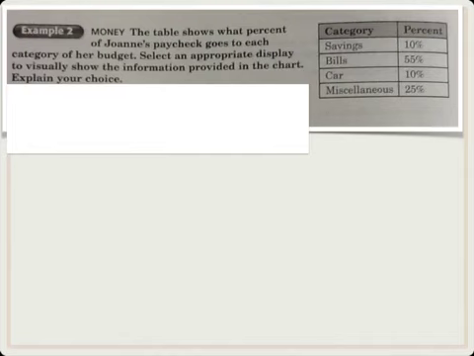All right, so in this example, the table shows the percent of Joanne's paycheck that goes to each category of her budget. Select the appropriate display. So if we're looking at percents, if we look back at our notes, circle graphs are going to compare the parts to the whole. So if you're looking at percents like this, a circle graph would be a great display. So we would choose a circle graph because it compares a part to a whole.